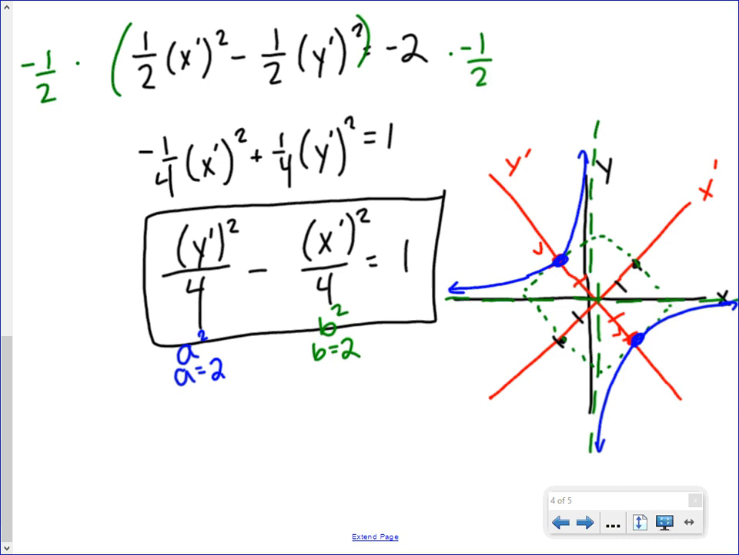I'm not going to require you to graph foci, so you don't have to do anything with c. You just get the basic shape and be done. So just really quickly, we'll do number 19 over here on the sideboard.